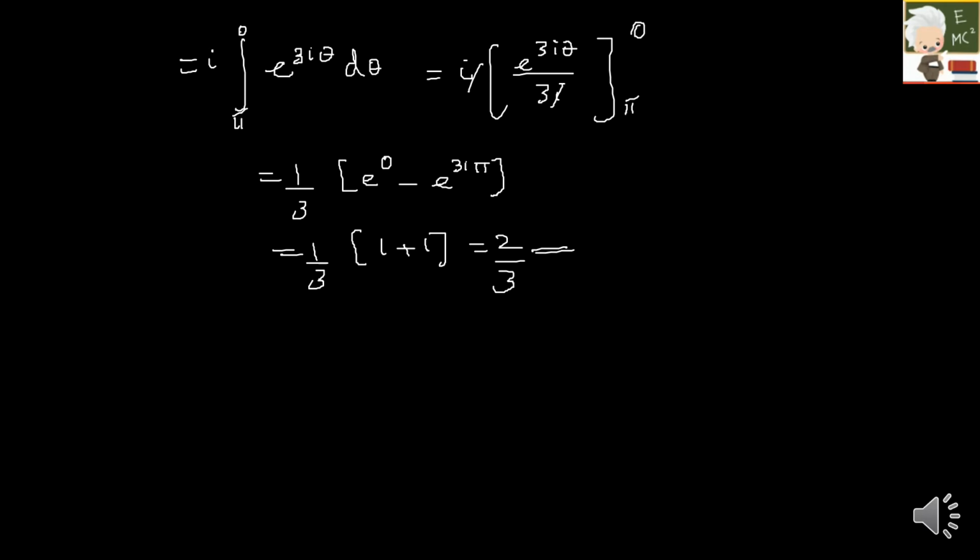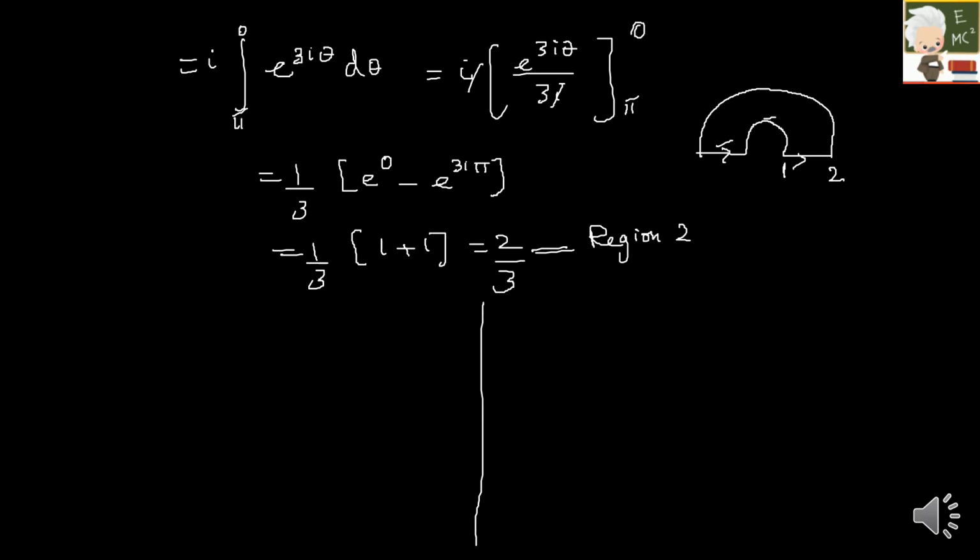So this 2 by 3 is for the region 2. So I'm just drawing a rough figure. This was the figure which we saw in our last part. So we have solved these two regions and the third region was from 1 to 2. So let me split the screen. Okay, 1 to 2. So again it is a line along x-axis.